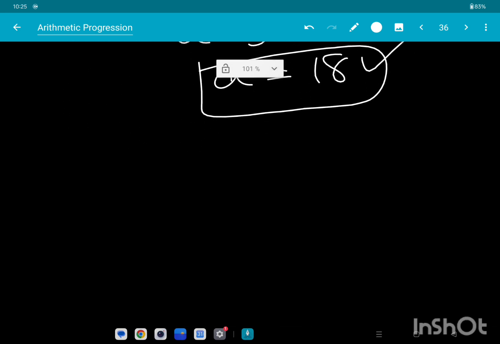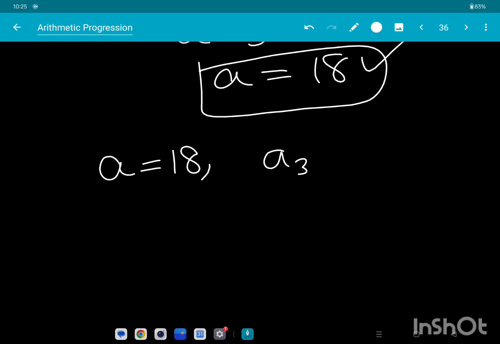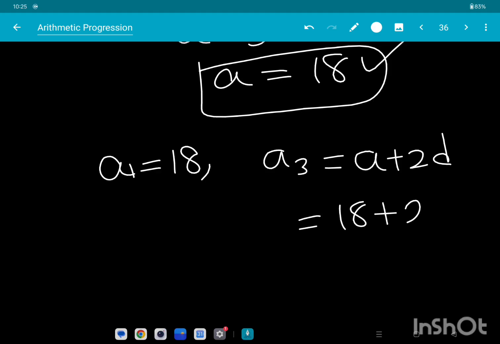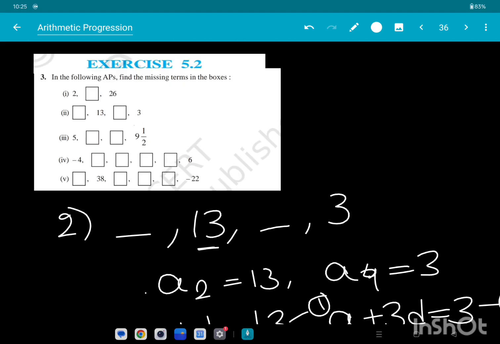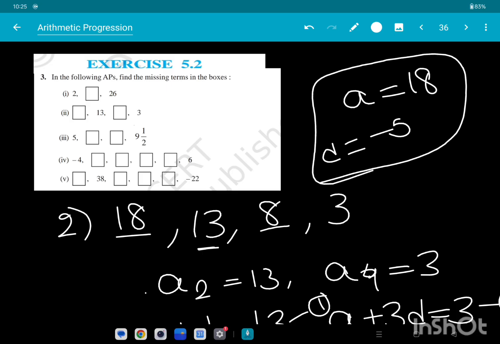So we need to find the first and third term, right? What is the first term here? A is equal to 18. Now I need to find the third term, the A3 term. It is A plus 2D. What is the A value? 18 plus 2 into, what is the D value? Minus 5. So 18 minus 10 is equal to 8. So we find that the A3 value is 8, and here it is 18. The common difference is minus 5 and the first term is 18. So this is the way we will find out this type of problems.